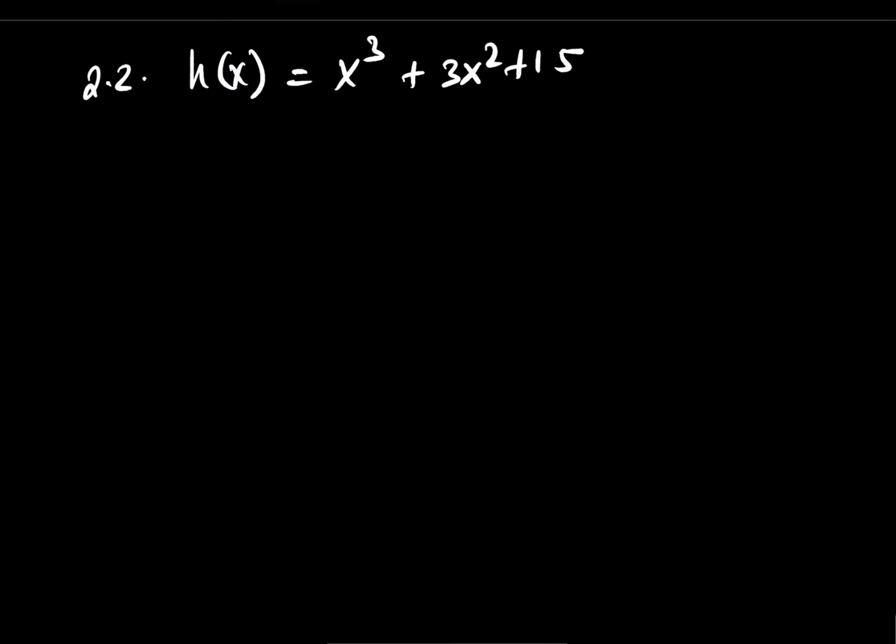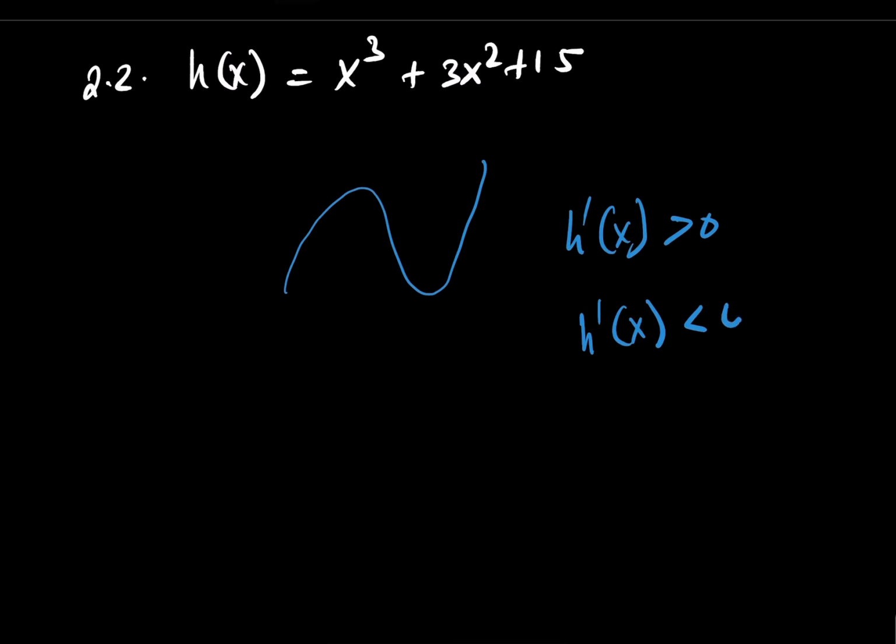That was your h. So we are basically saying this is increasing. Like I said, if you are to sketch it, it's going to behave like that. So where is this graph increasing? It's going to increase when the first derivative, h prime at x, is bigger than 0. And it's going to decrease when h prime at x is less than 0.